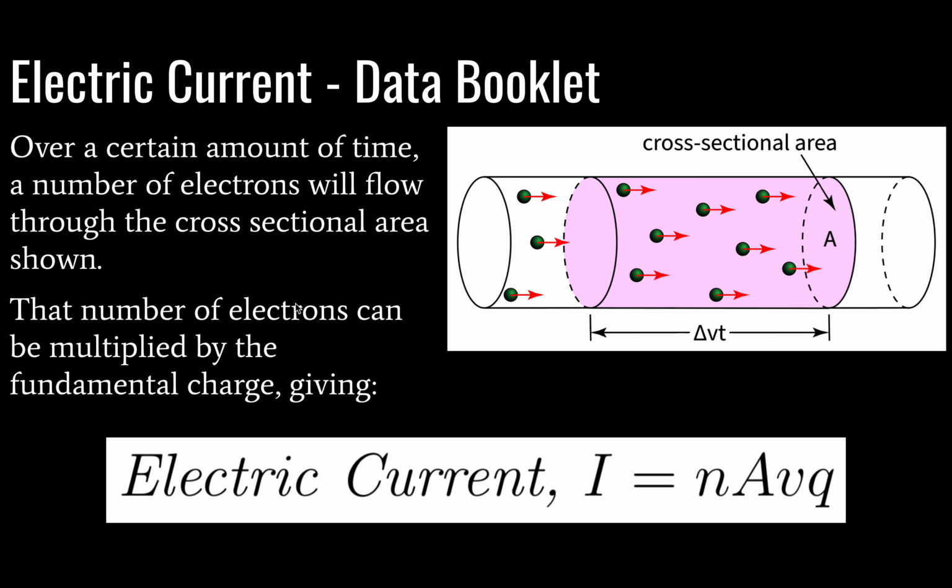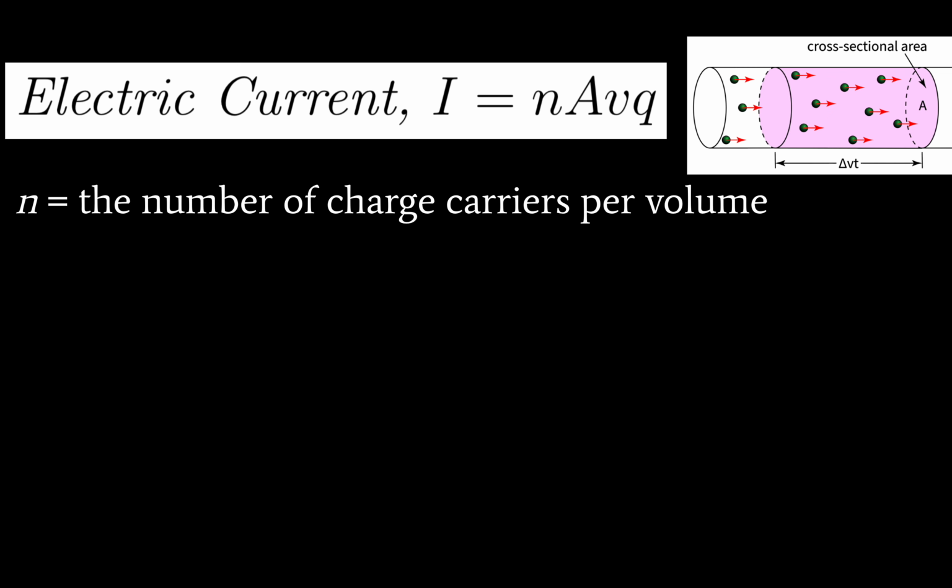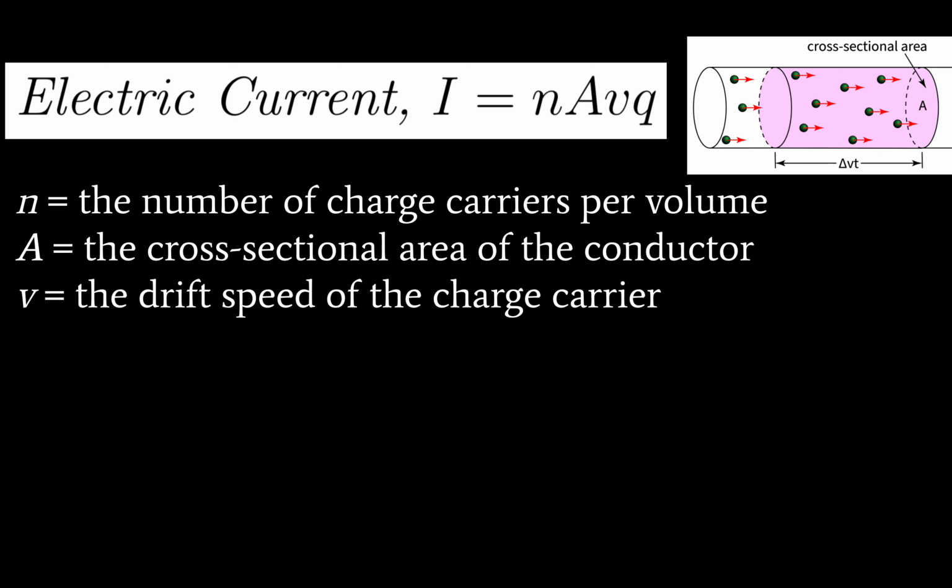So we can multiply the number of electrons by the fundamental charge, and that's going to produce a new equation for current where I is equal to N, the number of electrons, times the cross-sectional area, times the velocity of our electrons, times the fundamental charge, Q. And in this case, we are considering the average velocity of our electrons. And again, defining our variables.